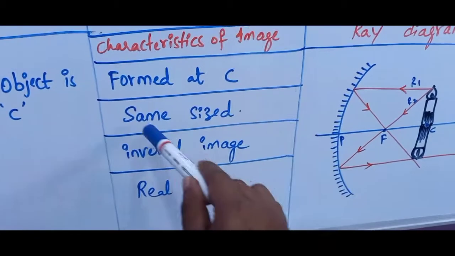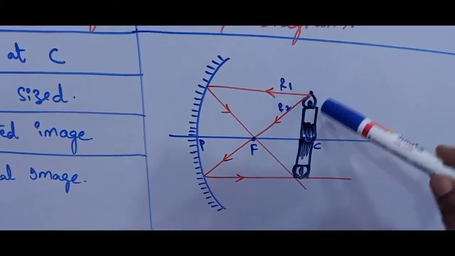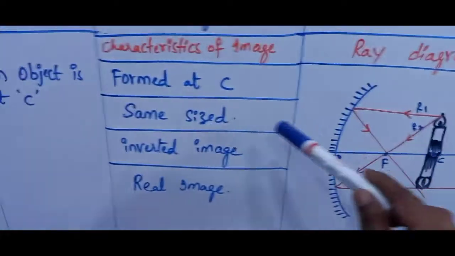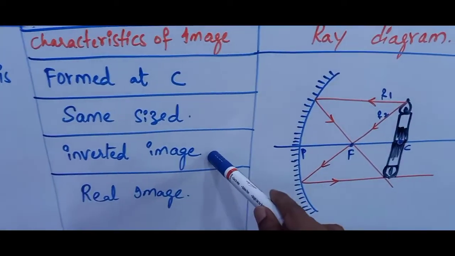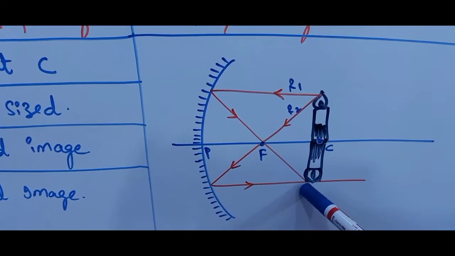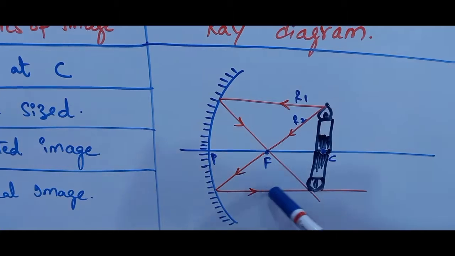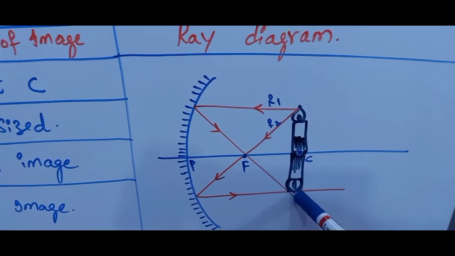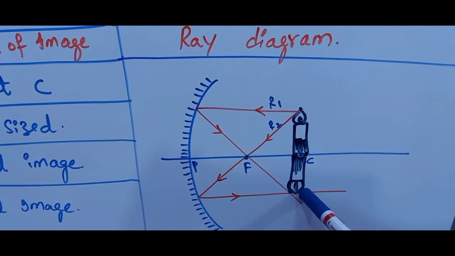The image is of the same size as the object. According to the ray diagram, the size of the image is equal to the size of the object. Now the image is inverted. We got the inverted image because the reflected rays are meeting at this point, and the corresponding incident rays are coming from the tip of the object. Hence we have to draw the tip of the object here. So we got the inverted image.